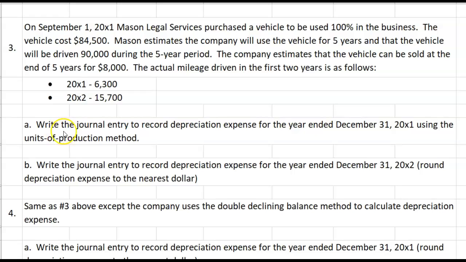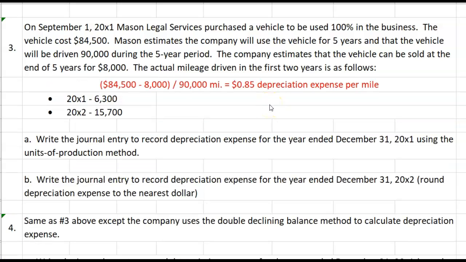So part A says write the journal entry to record depreciation expense for the year ended December 31st, 20X1 using the units of production method. And again, this study guide is a review of skills that you have already learned. This was discussed thoroughly in the instructor video lectures for Chapter 8, as well as explained beautifully in the textbook. So you should be able to handle this. Go ahead and write the journal entry, and then start the video again to check your work.